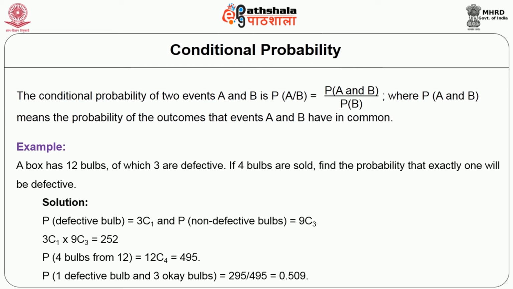So using permutation and combination, we are going to use 3 combination 1 into 9 combination 3, which is equal to 252 combinations you will get when you use the defective and non-defective both. So in that 252, you need to find out which is defective and which is non-defective. So 12 combination 4, you will get 495, and defective will be 252 out of that. So overall you will get one defective bulb and 3 bulbs correct out of the 495. Okay. So this is all about the binomial distribution, which says about two different occurrences.